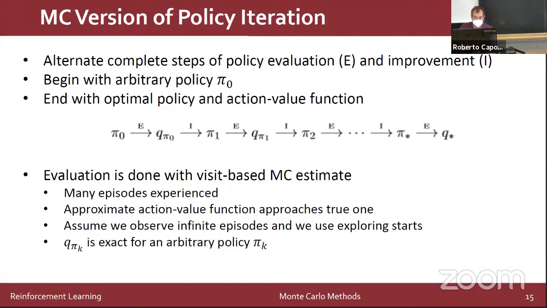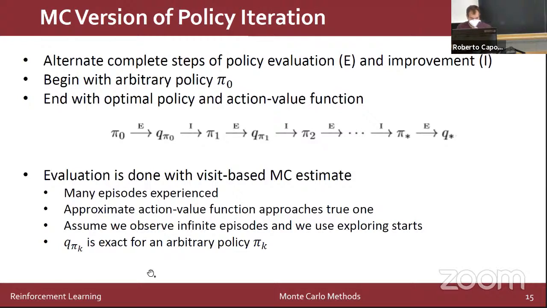So the evaluation part is done exactly with the method that we have seen: the visit-based Monte Carlo estimate for Q. You need many episodes in order to evaluate your policy, and this way you will be able to compute an approximation of your action value function, which would be close to the true value of your policy. So we assume now that we are observing an infinite number of episodes, and we use exploring starts. This is an assumption that we'll get rid of soon, but for now, assume that this is the case.